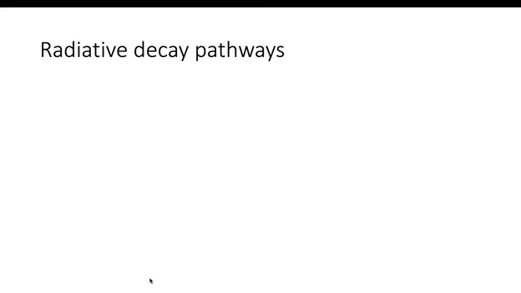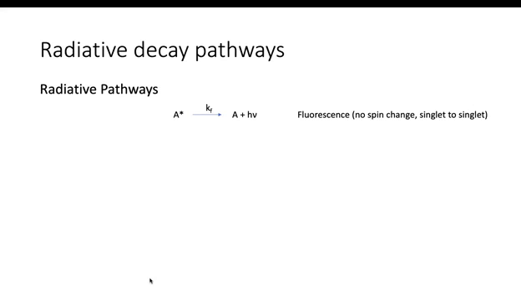So what about radiative decay pathways? Well, the first one we're going to think about is fluorescence. So we're in the excited state, and then it emits a photon that bridges to the ground state. And in this case, fluorescence generally means that there's no spin change. So if we're just standard organics, that means singlet excited state to singlet ground state.